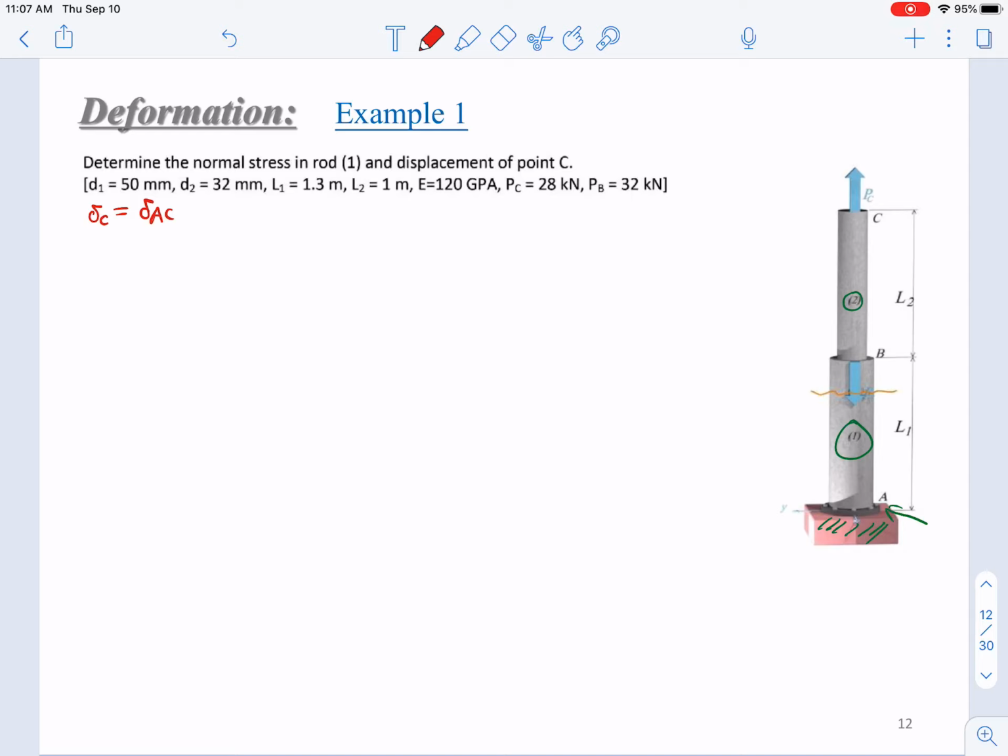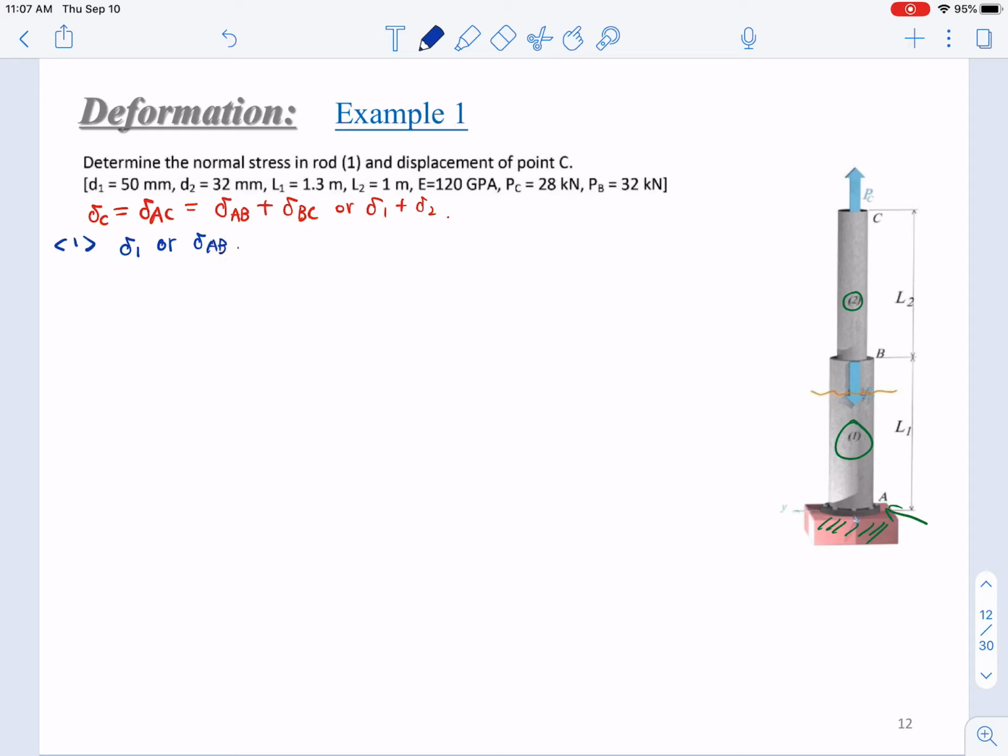And the delta AC, of course, equals what? Equals delta AB plus delta BC, or delta 1 plus delta 2. Right? So we just need to calculate delta 1 and delta 2 respectively. In the first step, let's calculate delta 1 or delta AB.